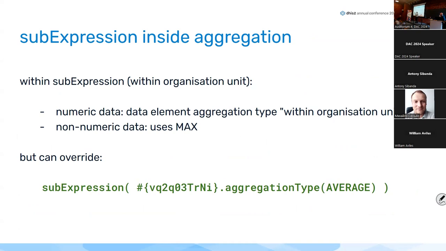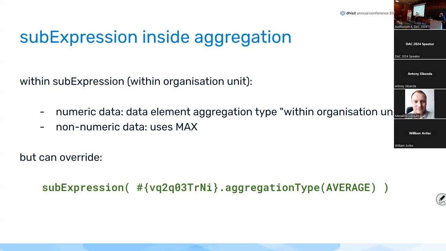There's flexibility with how you can aggregate the values inside of an organization unit. And if it's numeric data that you're looking at, by default, a sub-expression will evaluate it according to the aggregation type that is configured for that data element. So if the data element says use sum, we use sum. If it says average, we use average, and so on. Some data elements have complex types. They say, you know, average, but sum across the organization units. So here, we're just looking within the organization unit, so we just do the sum. We don't yet do the average across organization units, or whatever is across organization units.